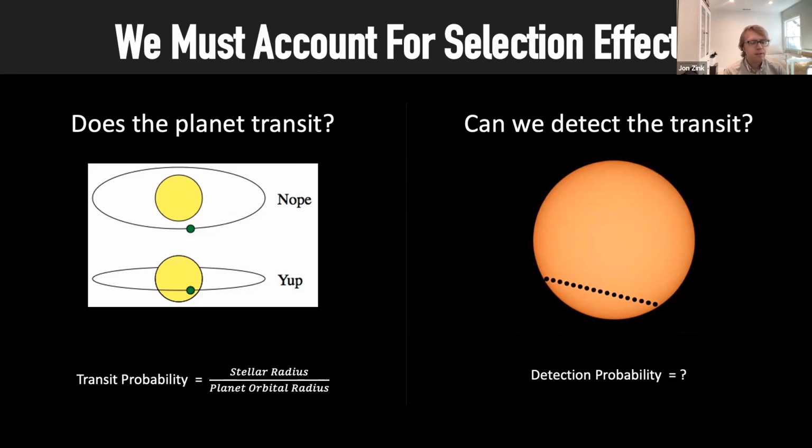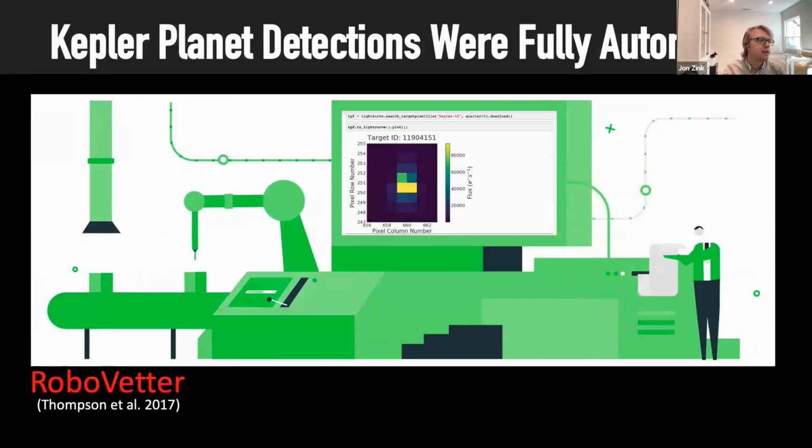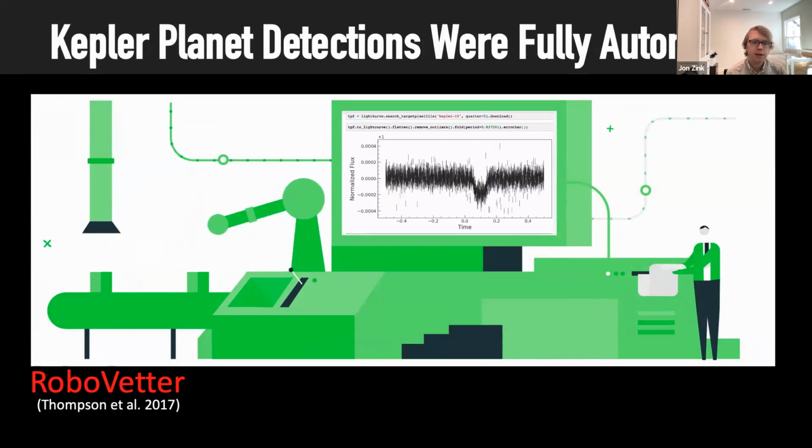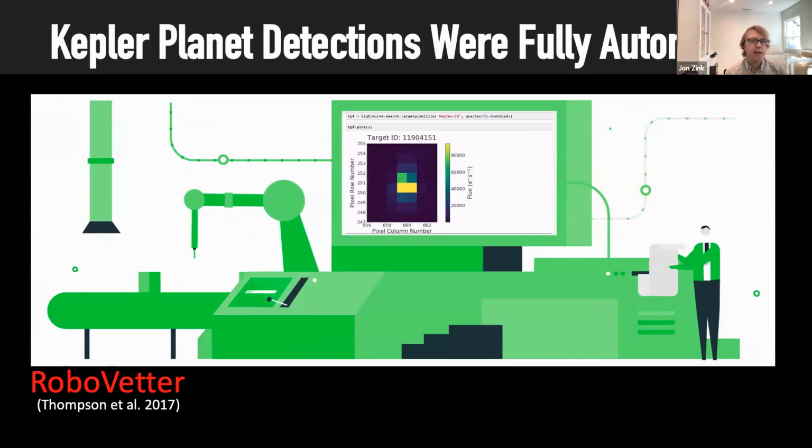The second effect is much more difficult to understand, and that's, can we actually detect the transit? So assuming that it does line up nicely and block some of the light from the star, are we actually going to be able to detect it with our instruments? This is not quite as straightforward. There's not a nice analytic function for this. This is detector dependent. There's all kinds of issues in here. But the Kepler mission made this a little more simple because they developed this fully automated pipeline, removing the human element from the detection method.